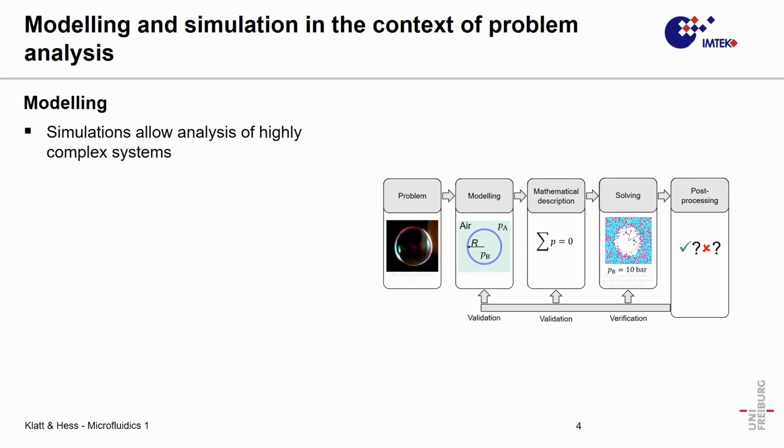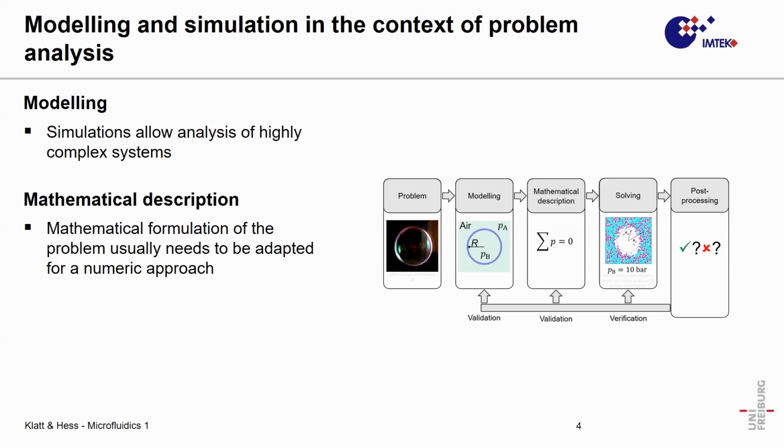The first step that is influenced if you use modeling and simulation techniques, of course, is the modeling step. Using simulations allows you to model systems with a higher complexity, as you're not required to solve the governing equations by hand. The mathematical description, of course, also has to be adapted for a numeric approach. And this is due to the fact that computers solve equations differently than a human does.